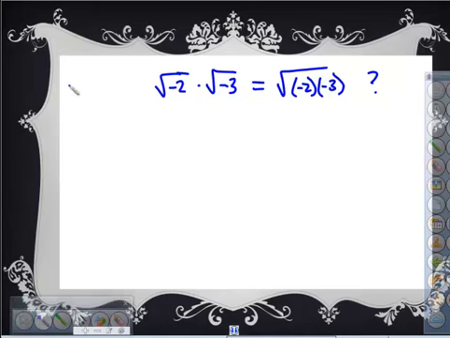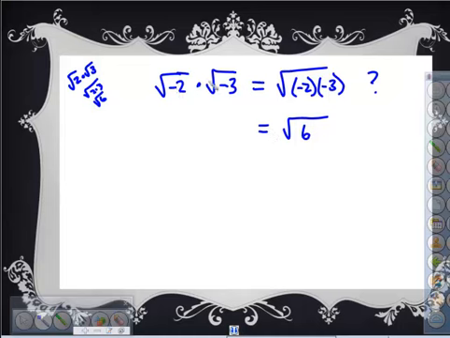Alright, well first off, if I have radical 2 times radical 3, you could just multiply. So this is the same as the square root of 2 times 3, which is the square root of 6. Okay, so it's legal to do that as long as it's multiplication. If it was addition, you couldn't do that. So let's try this. Over here, negative 2 times negative 3, that's going to just be positive 6, right? So will this equal positive 6?